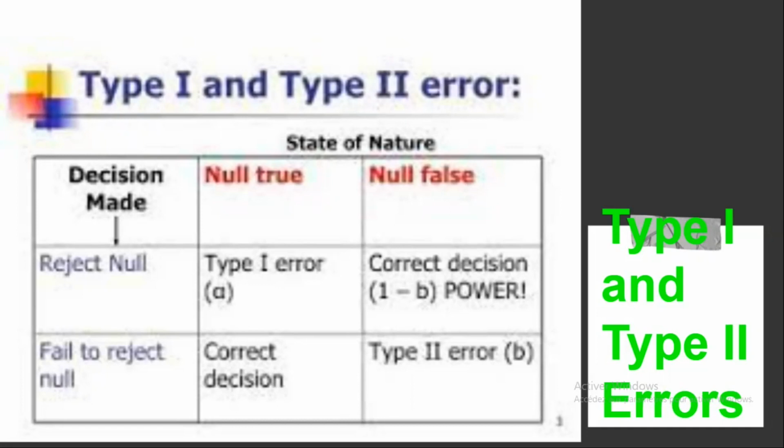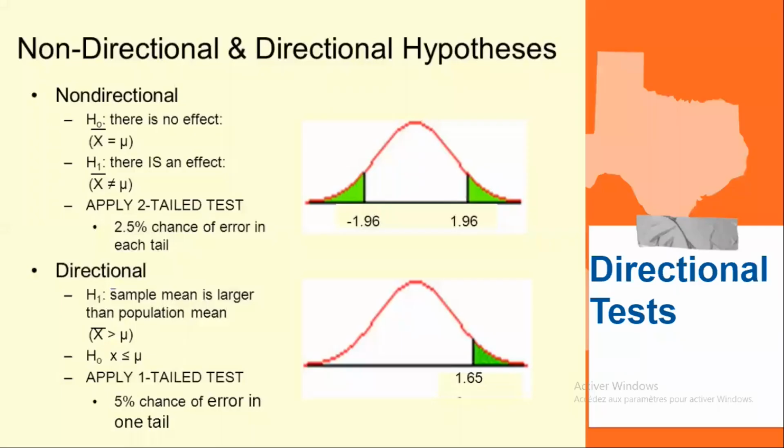Directional tests. When a research study predicts a specific direction for the treatment effect, increase or decrease, it is possible to incorporate the directional prediction into the hypothesis test. The result is called a directional test or a one-tailed test.